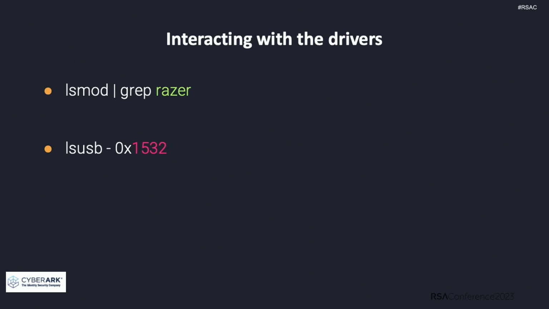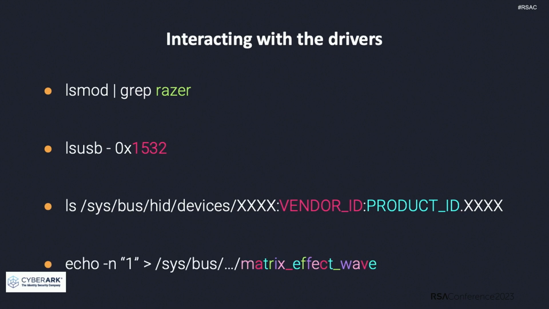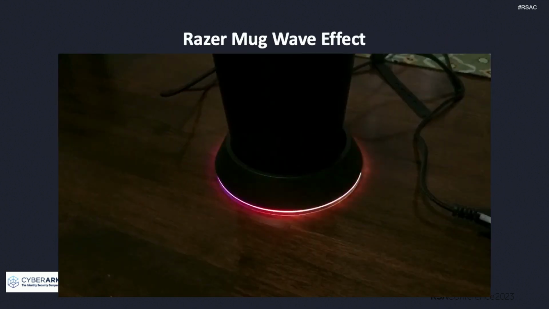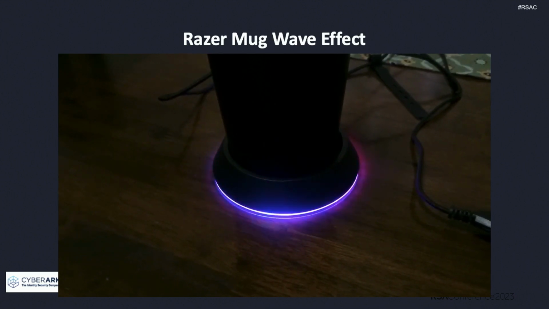The value of hex 1532 is the vendor ID of Razer, which we need. We also need the vendor ID to understand what are the possible functions that we can access. And then, for instance, if we want to write 1 into the matrix effect wave, it will do the following. Ooh, change the colors of this lovely mug holder. Not that impressive, but it's a thing that we can do.